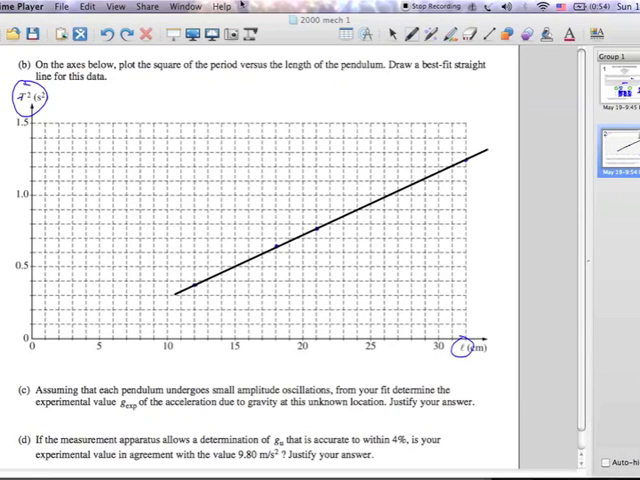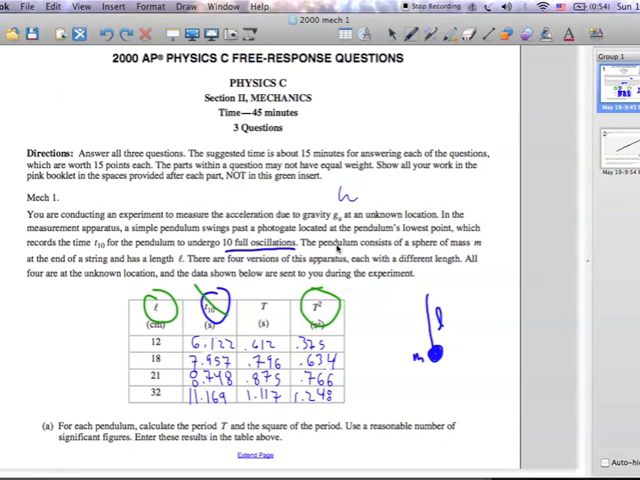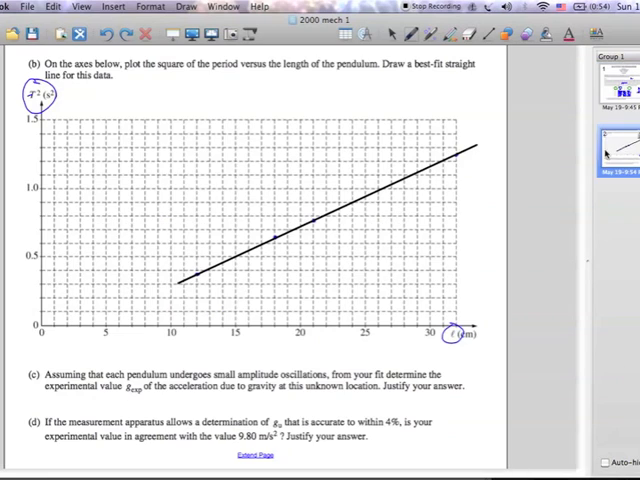Okay, so I did question B. I plotted the points according to these two values, L and T squared, and then I did a best fit straight line using this little tool in this program, which is handy, but in the test you'll have to draw it yourself. And you don't get a ruler, so use something else. So anyway, B is done.